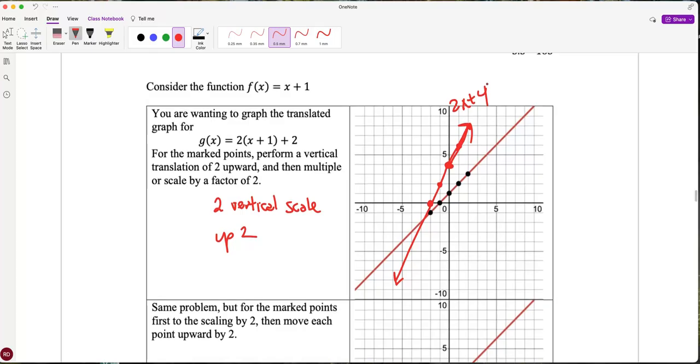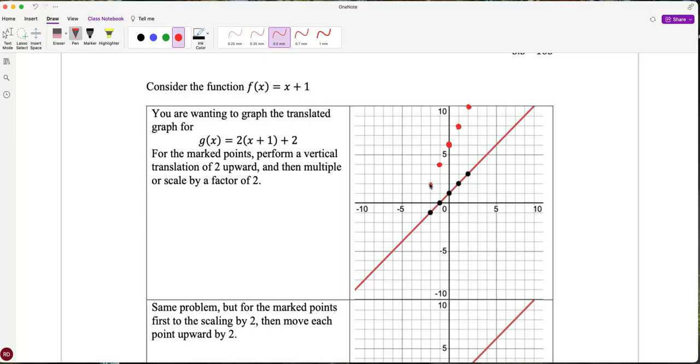Actually, I did this backwards. I should have done this. The first one said to do the vertical shift first and then double. So if I go up 2, like I'm sitting at 1, go up 2, I'm at 3, double it and I get 6. Here I'm sitting at 2, go up 2, I get 4, double it, I'm at 8. Here I'm at 3, add 2, I get 5, double it, I get 10. Here I'm sitting at 0, go up 2, double it, you're at 4. Negative 1, go up 2, you're at 1, double it, you are at 2.